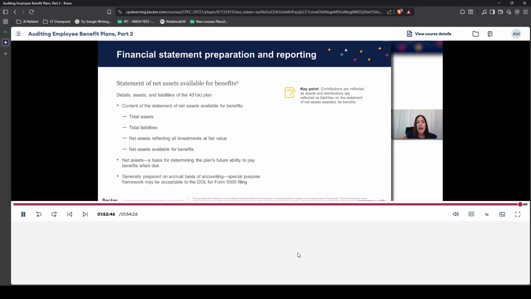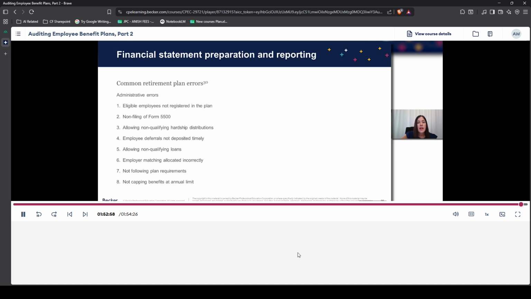We've already looked at our statement of net assets available for benefits. And here again is just a reminder of what those categories are on that statement of net assets available for benefits. And we've talked about these common errors that are made. These are just some additional ones related to administrative type mistakes, non-filing of the Form 5500, allowing non-qualifying hardship distributions, non-qualifying loans, not following plan requirements.